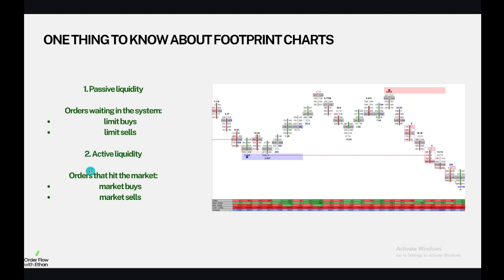Active liquidity is orders that hit the market. It's market buys and market sells. People that buy into the market now with the price being offered now, and people selling into the market with the price that's being offered at the same moment.